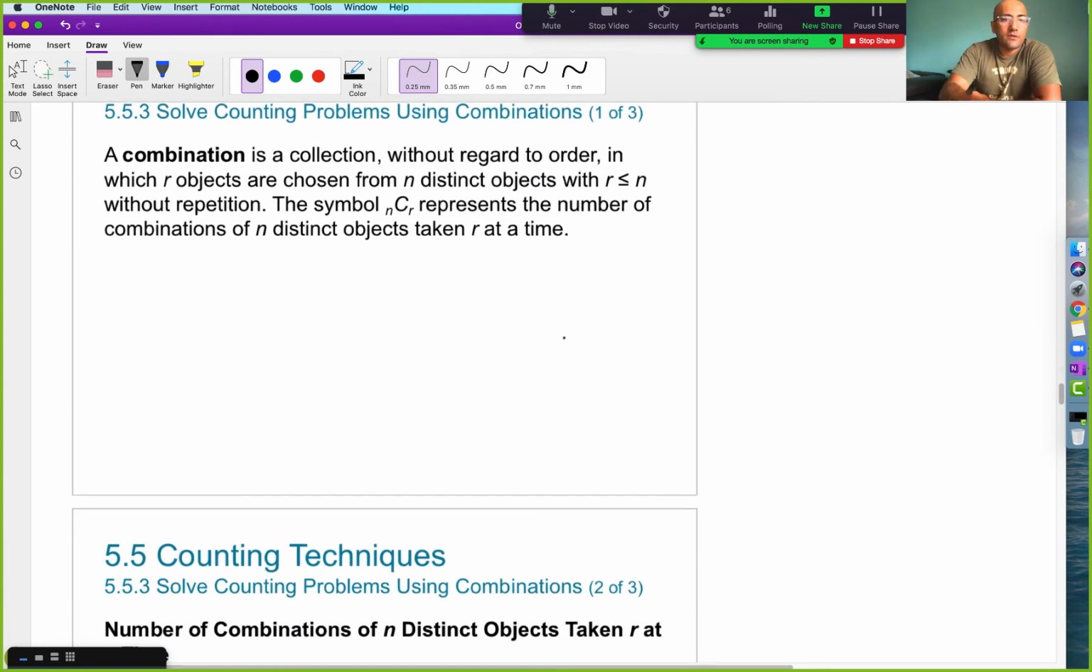Okay, combinations. A combination is a collection without regard to order in which R objects are chosen from n distinct objects with R less than or equal to n, without repetition. So the same one cannot be selected again. So again, with our markers, we have n unique markers. They're all different colors. And now we want to know how many ways there are to pick R of those markers when the order in which we pick them doesn't matter. Okay, we just want to know how many color combinations there are without really paying attention to the order in which they're selected.